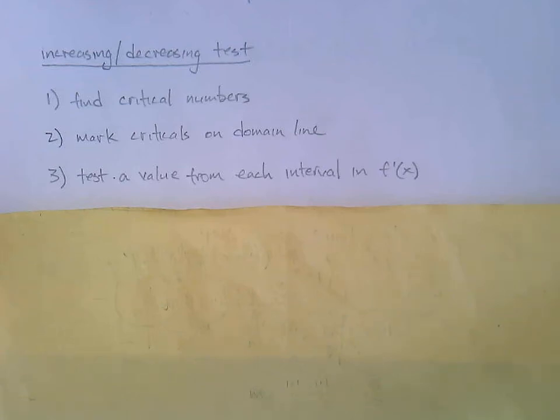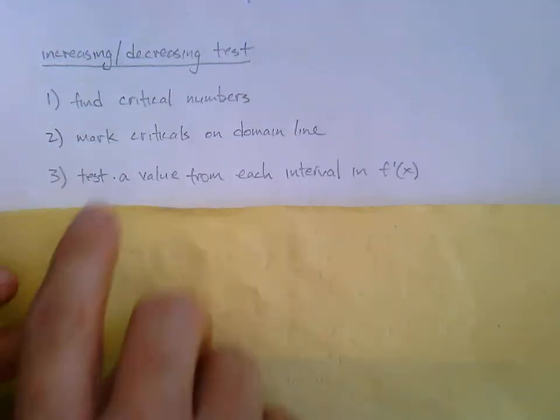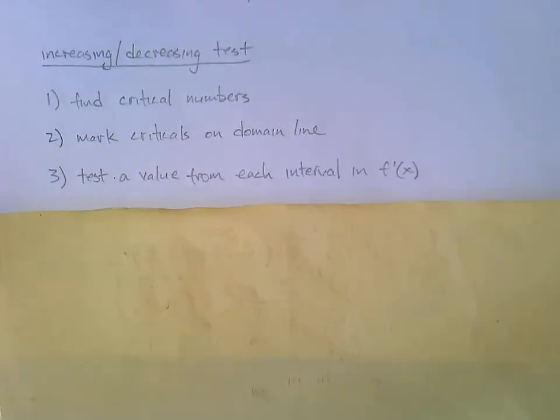Okay, so once you have the critical numbers, then we're going to mark those criticals on a domain line. So we're going to think, what's the domain of our function? And we're going to think of that like a number line, and mark off all the critical numbers on our number line or our domain line. And step 3 doesn't make a lot of sense until we get into the example. We're going to test a value from each interval in f prime of x. So when we mark off those critical numbers, that's going to create several intervals on that domain, and we're going to test each one. So what does that look like? Okay, we need an example for that.